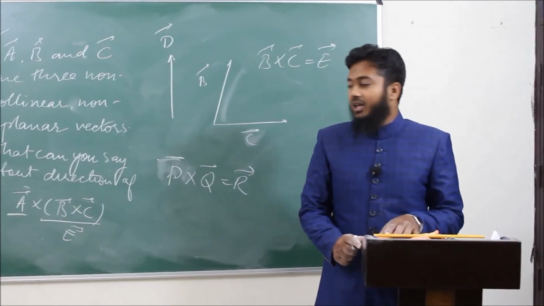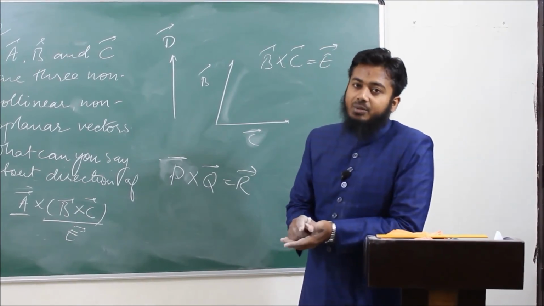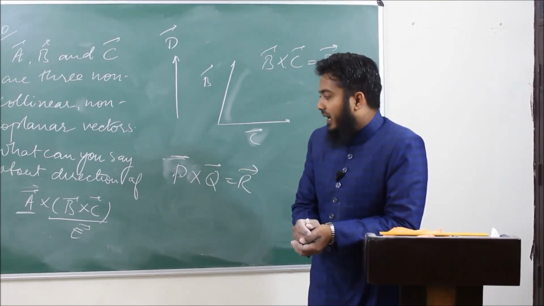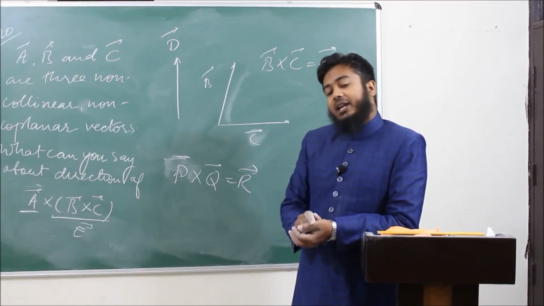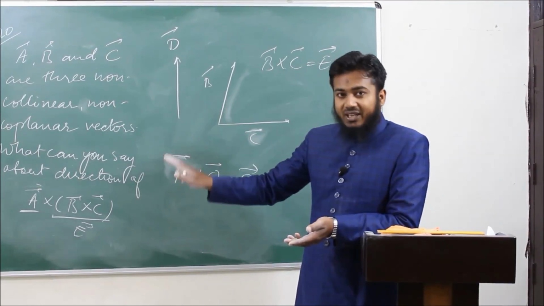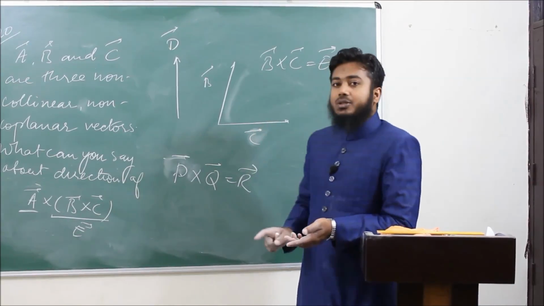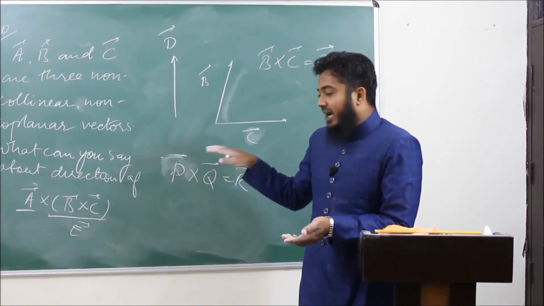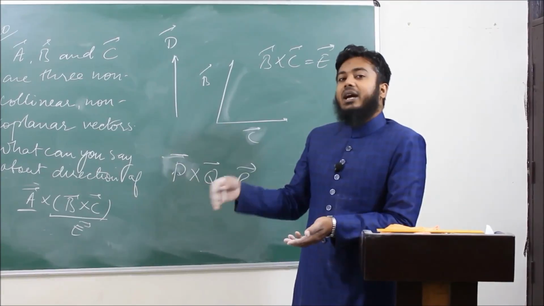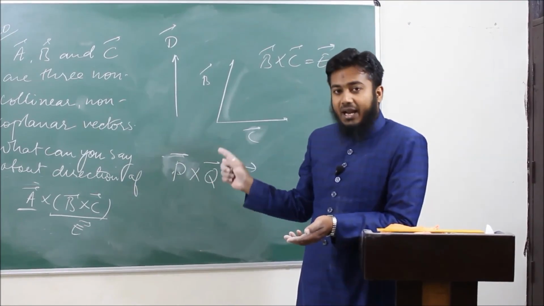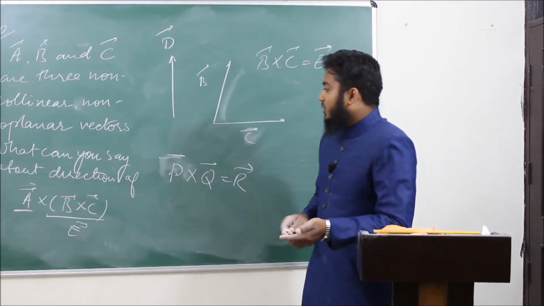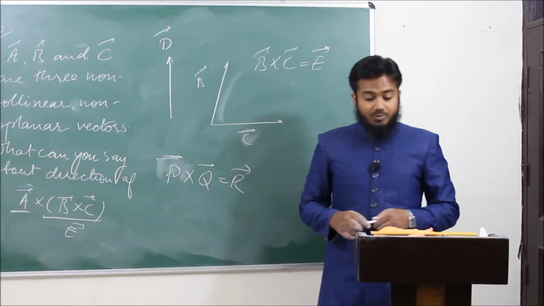B cross C will be a vector perpendicular to both B and C, and let's call it E. And if you take the cross product of E and A, then that cross product E cross A is going to be perpendicular to both A and E. So ultimately it will again lie in the plane of B and C. So this was the problem.